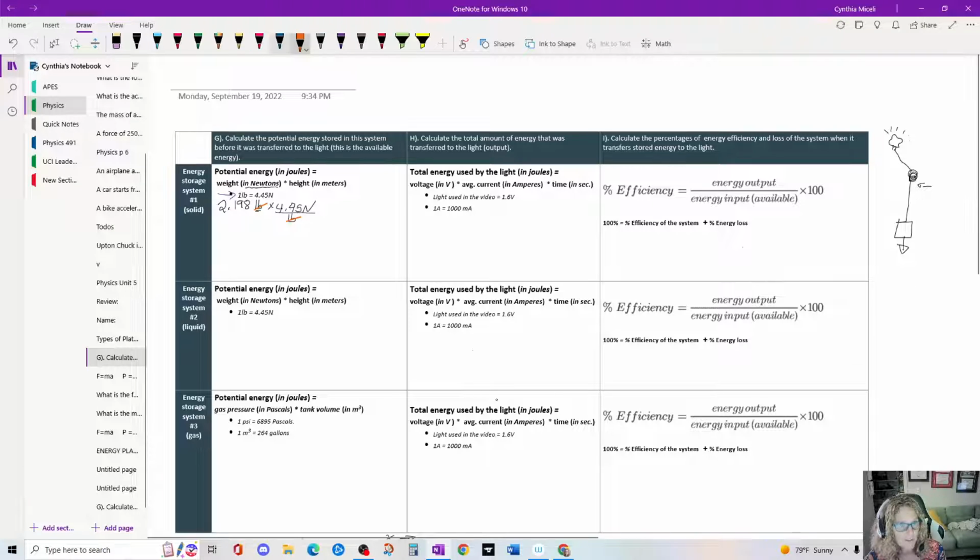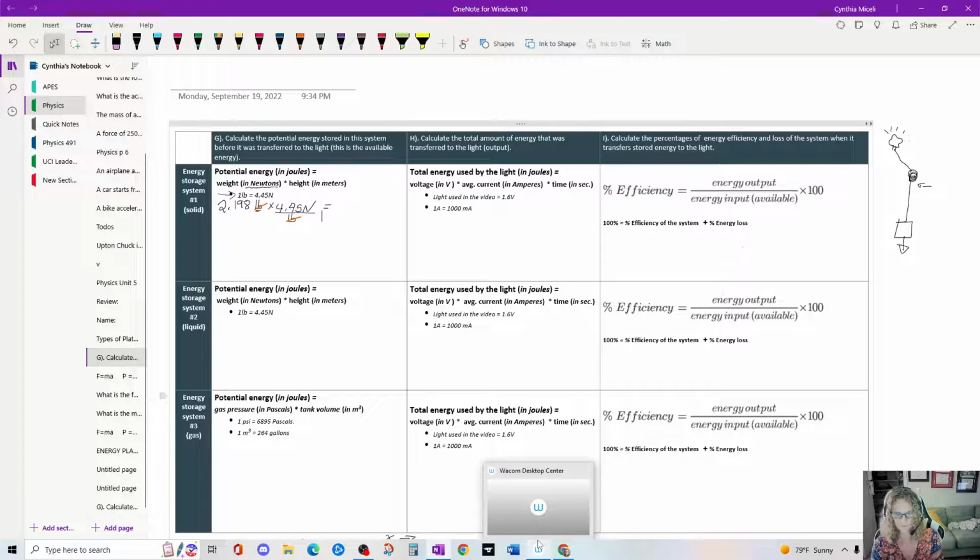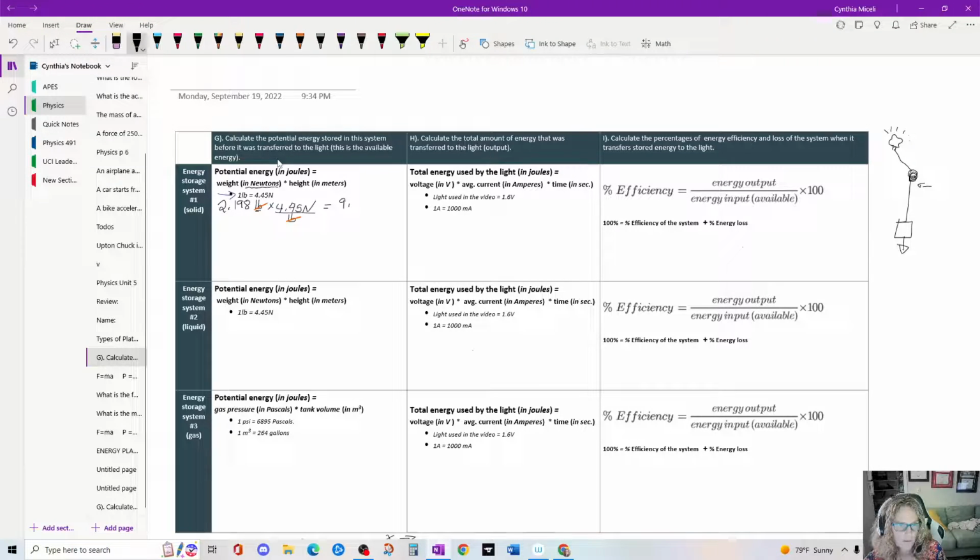And then I can just multiply that on my calculator, and that gives me a number. I didn't have my calculator out. Hold on. So if I do 2.198 times 4.45, I get 9.78 newtons. Now that's just the weight. And this equation has the weight times the height. So I have my weight, but now I need to do my height. And in the video, the height was 82 centimeters.